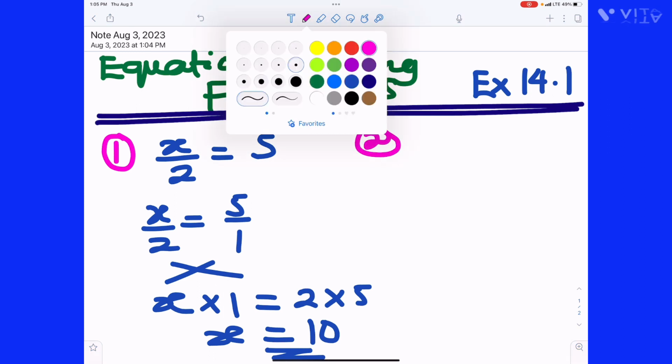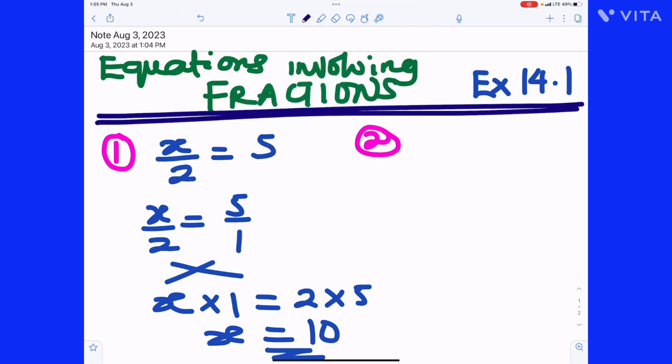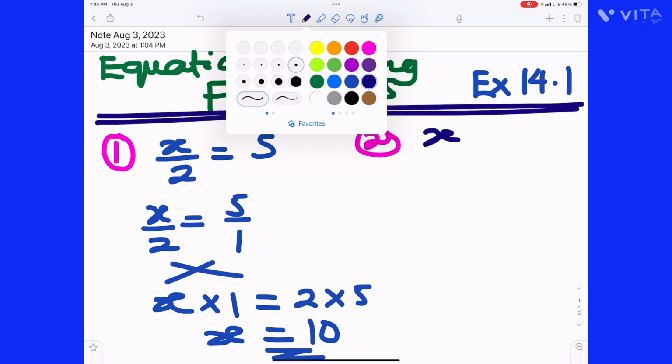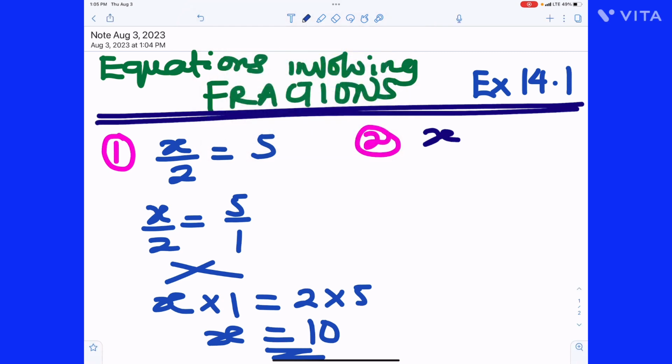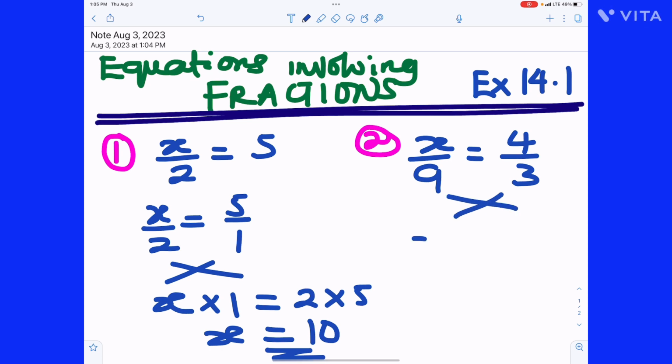Question 2 says x over 9. In question 2, x over 9 is equal to what? 4 over 3. Cross multiply also. 3 times x will be equal to 9 times 4.